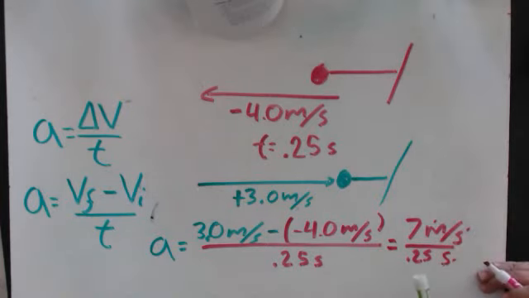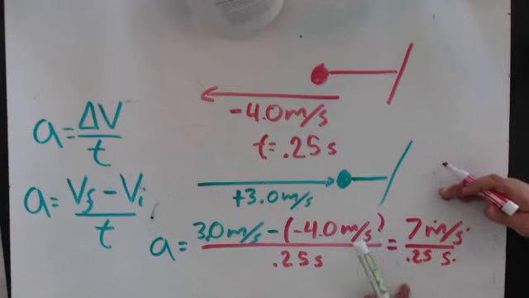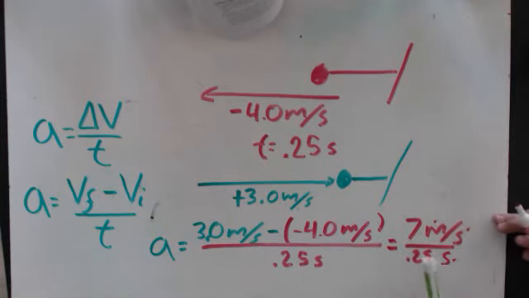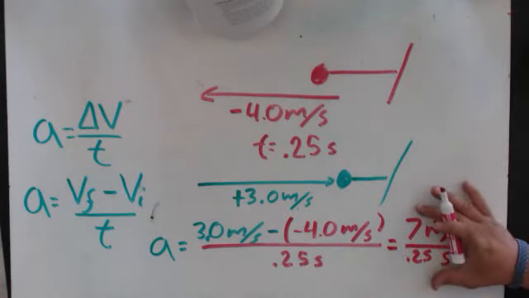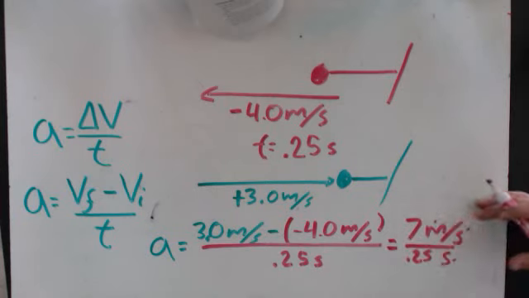Now I could take this a step further and I can work the rest of the problem out, basically multiplying 7 by 4 and getting 28. But I can leave it as is. I'm pretty happy with this value. So 7 over 0.25 meters per second per second. Cool?